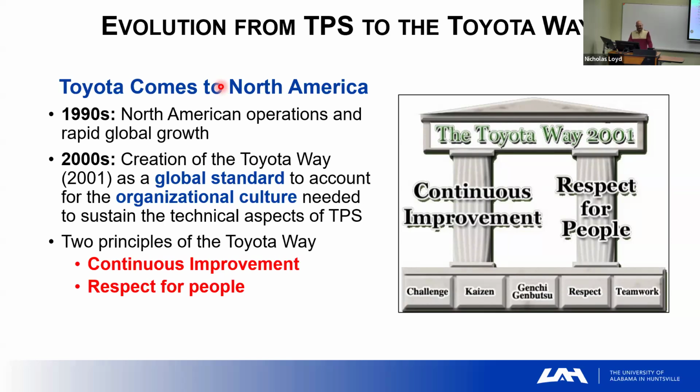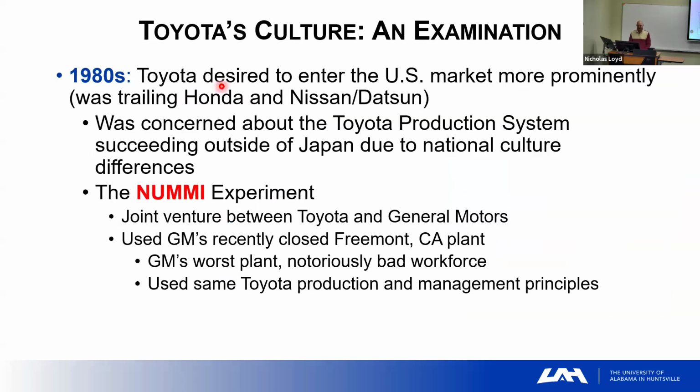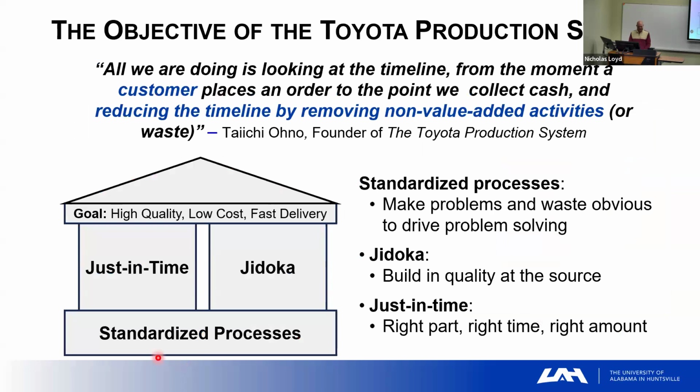And realizing this in the 2000s, the Toyota Motor Corporation chairman at the time, Fujio Cho, commissioned a group to come up with something called the Toyota Way 2001, which was a standardization and documentation of the company's culture. So where the original Toyota production system was shown as a house, and it was all about the technical production system. Here's how we have standardized processes. Here's how we build quality. Here's how we manage inventory to get results.